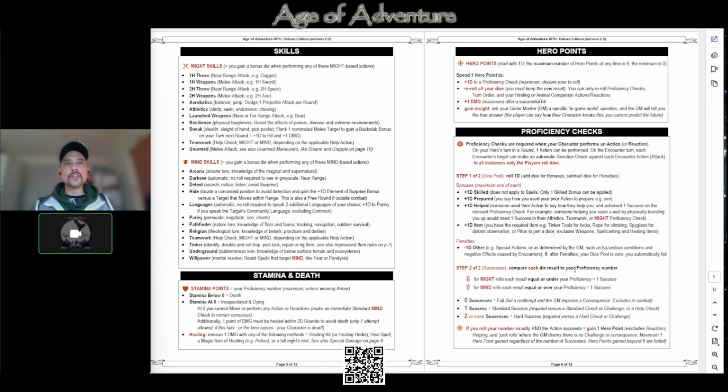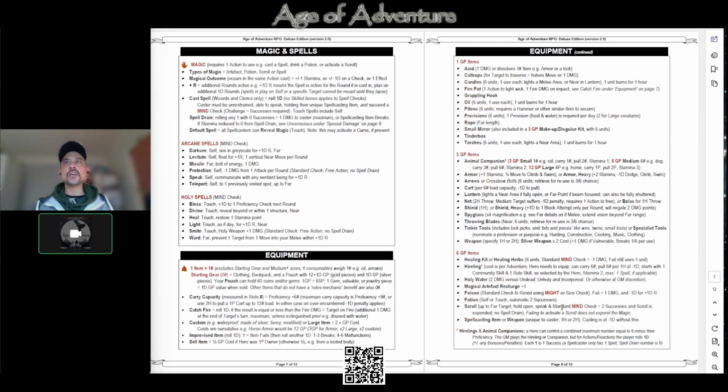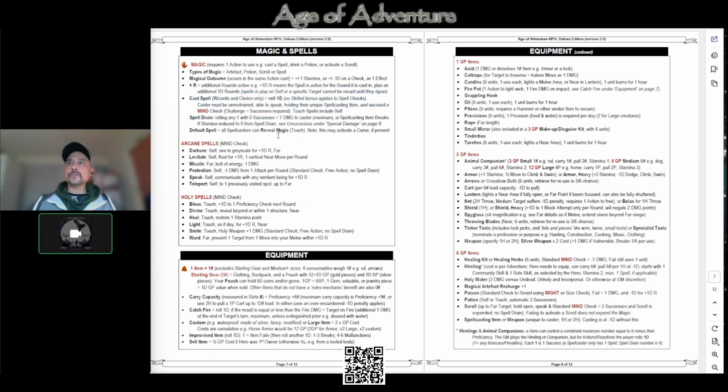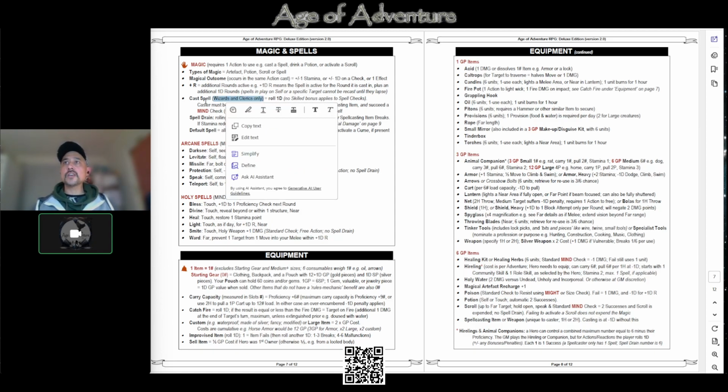So what are the other pages left? We're halfway there. Well, there's a whole section on magic and spells. So as I mentioned, there's 2 types of spellcasters in the game. There are wizards and clerics.